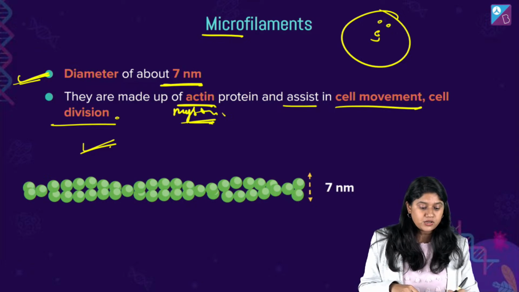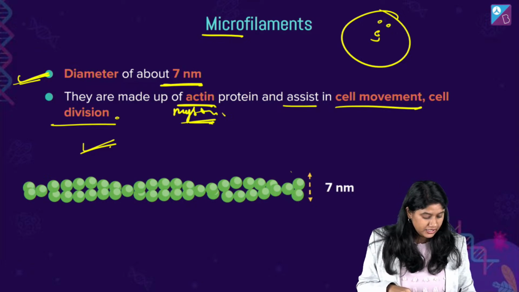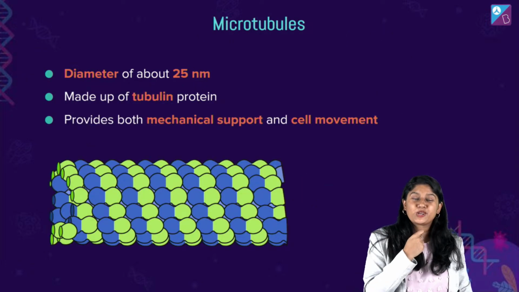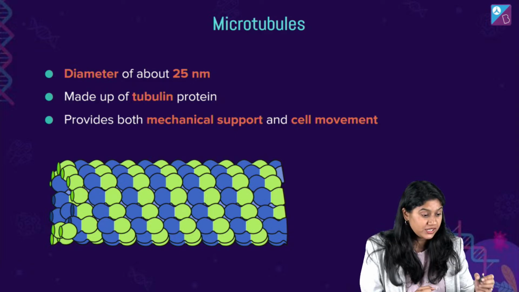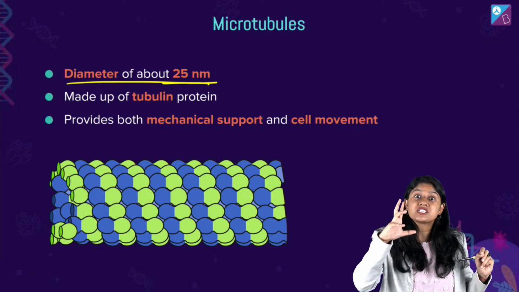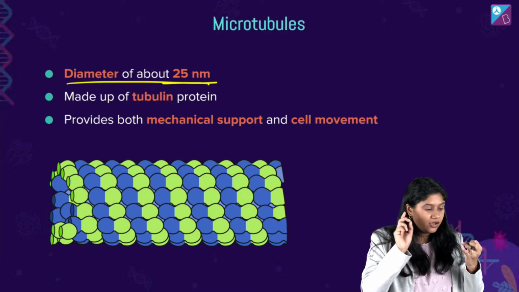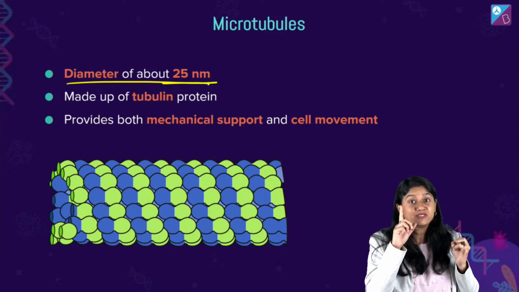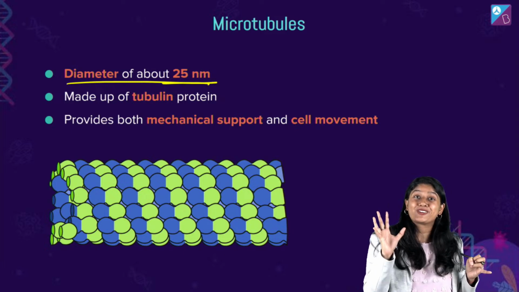Second, very important, over here we can see the diameter, right? And last, but not the least, we have the microtubules. Now look at their diameter, right? They have the largest diameter among these 3. The smallest one is microfilament, then we have the intermediate filament, and then we have the microtubules.